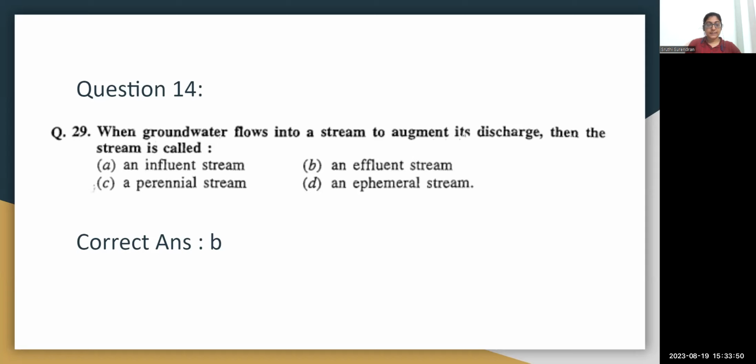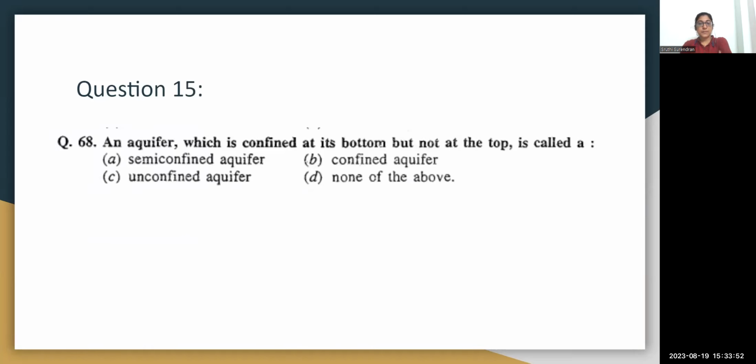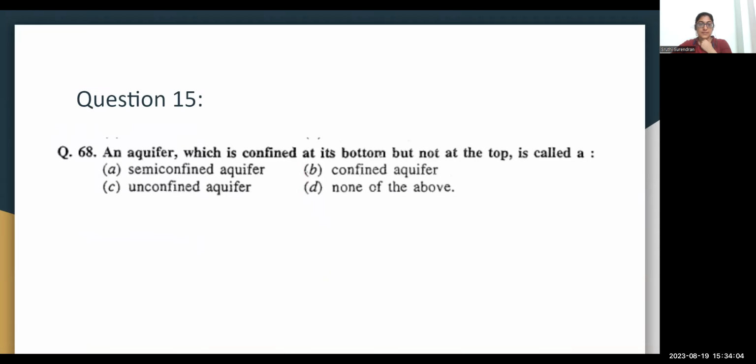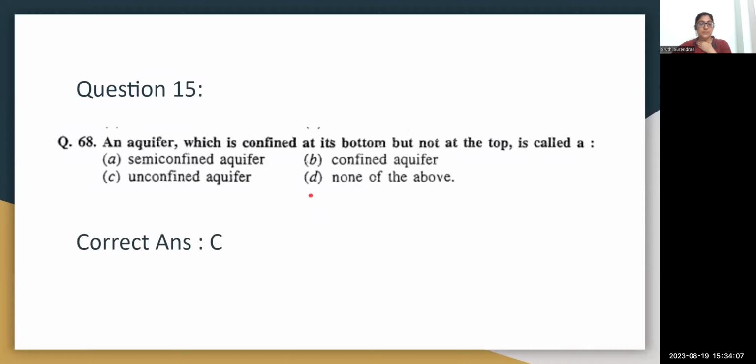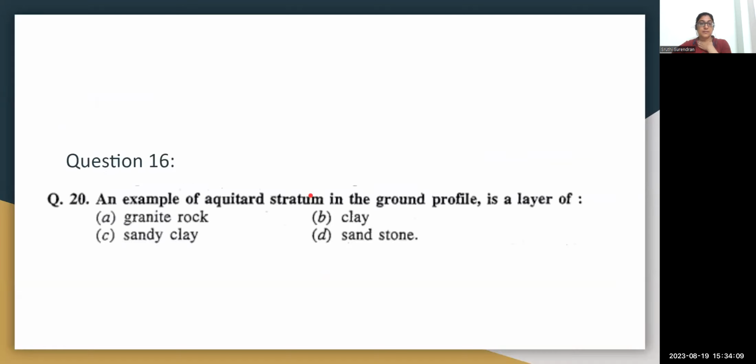An aquifer which is confined at its bottom but not at the top is called a semi-confined, confined, unconfined, or none of the above. Correct. It is an unconfined aquifer, something that we have studied over the weeks. An example of an aquitard stratum in the ground profile is a layer of granite rock, clay, sandy clay, or sandstone.